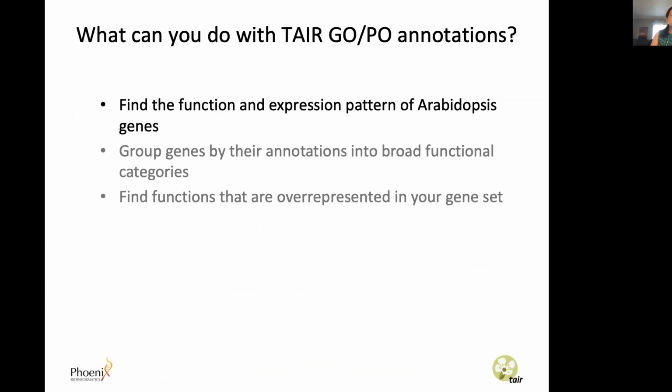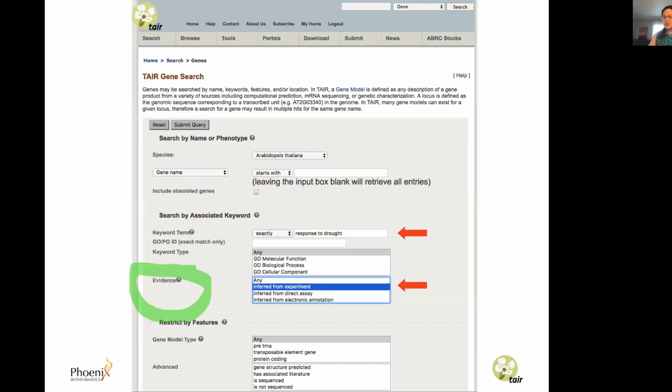All right, so now we've got a little background on how annotations are made and the structure of the ontology. Let's go into what you can do with the annotations. So first of all, you can look at the individual gene level. You can look at the locus page and then see the annotations. You can also search for genes that are all annotated to the same term.